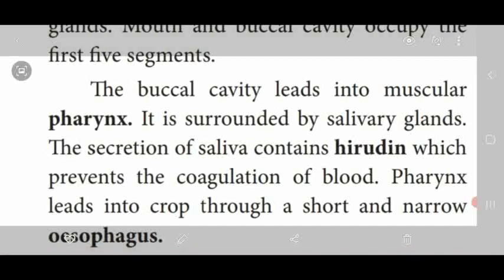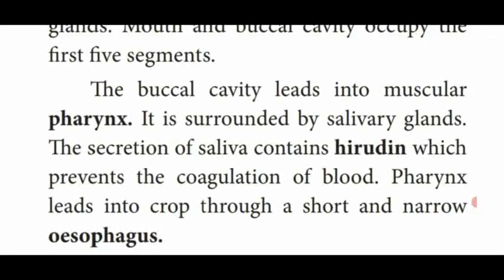So this pharynx leads into a crop, a long tubular structure, with a short and narrow esophagus. That means the pharynx leads into a small, short, narrow tube called the esophagus. From that esophagus, the crop starts.